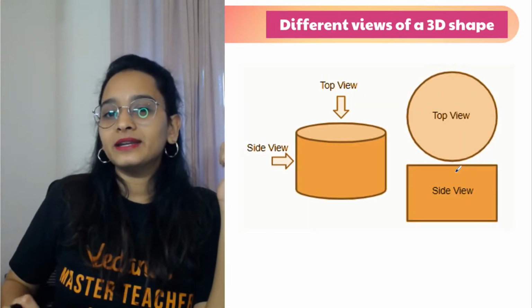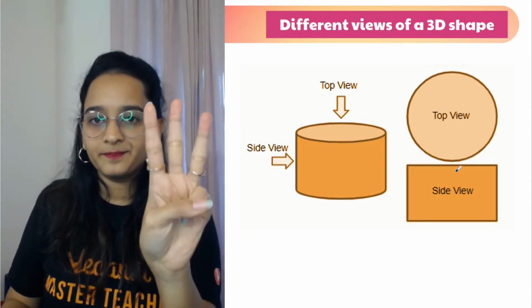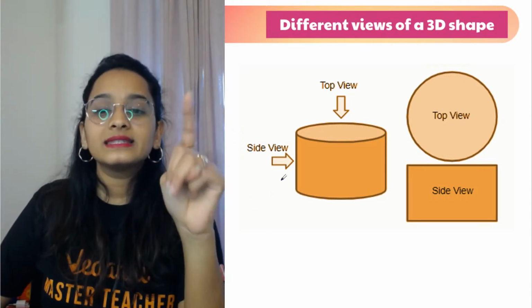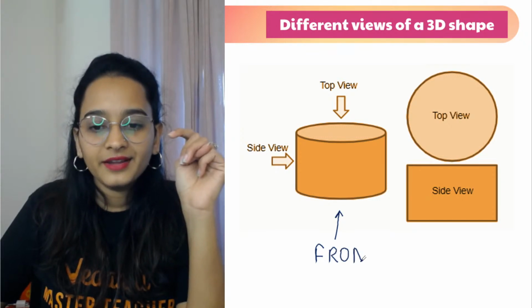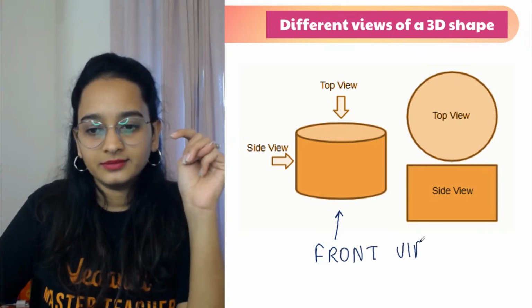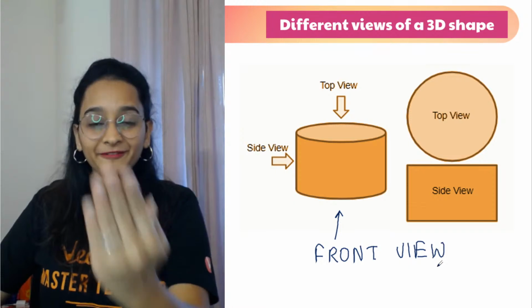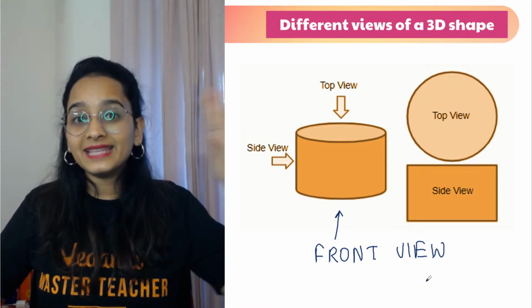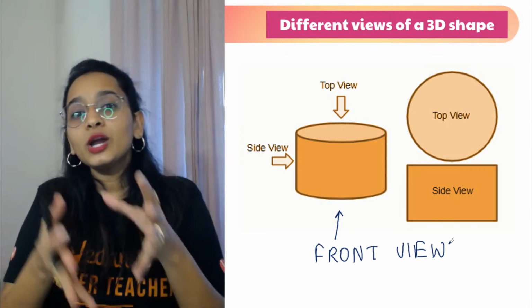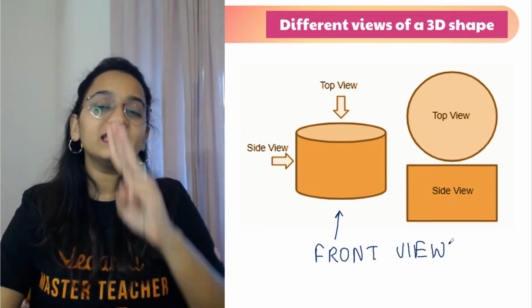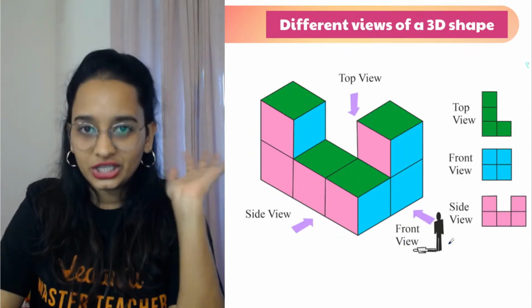So, in mathematics, we are sticking to three views: top view, side view, and front view. Okay? From the front, how am I looking? From the side, how am I looking? And from the top, how am I looking? So depending upon the object, these three shapes will also keep changing.